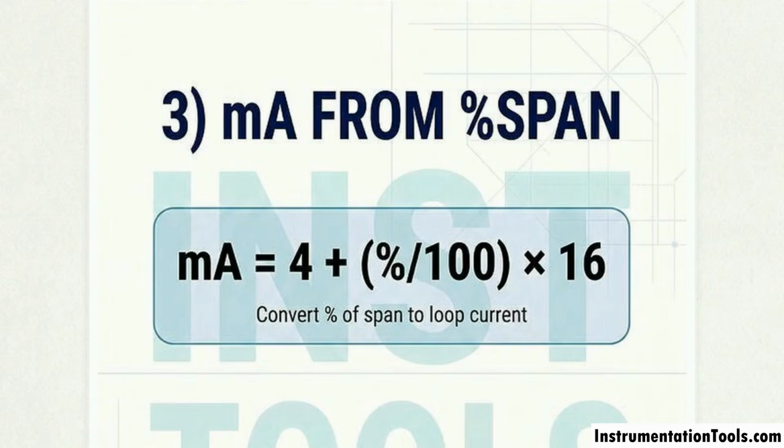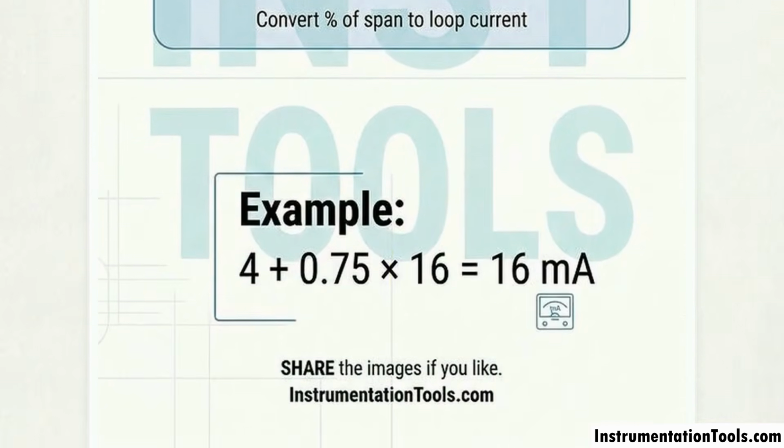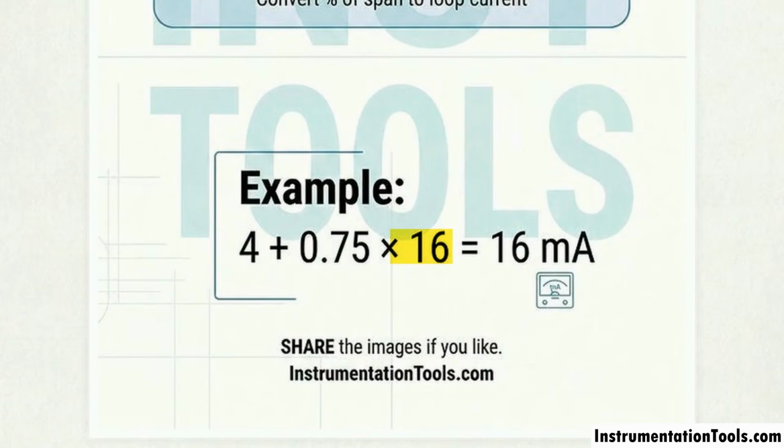Now we map that 75% onto the electrical scale, using the formula for loop current. We multiply the percentage by 16 because the total electrical span is 16 milliamps, the difference between 4 and 20. We then add the 4 milliamp baseline. This live zero ensures the system can tell the difference between a zero pressure reading and a snapped wire.